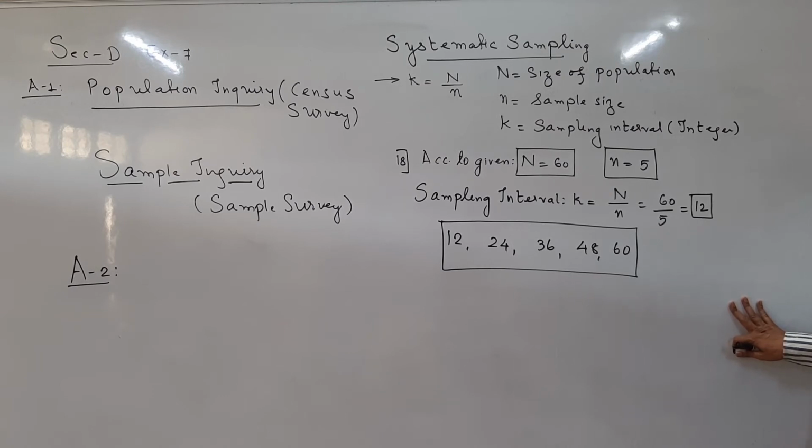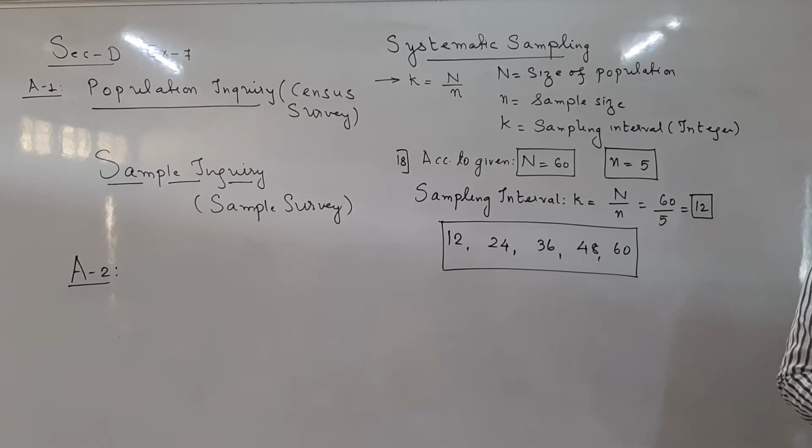So always, whenever we are doing some sort of systematic sampling, first of all, collect the data of population size and second, sample size. According to the given data, capital N is 60, small n is 5. So sampling interval K will be capital N divided by small n, 60 divided by 5, so 12.